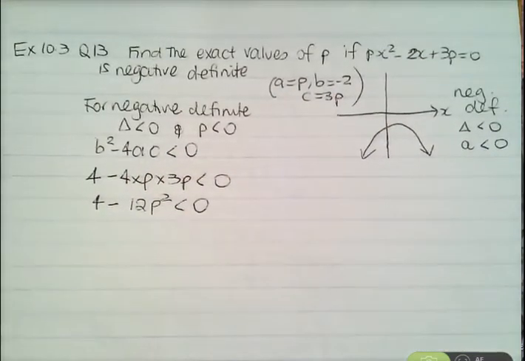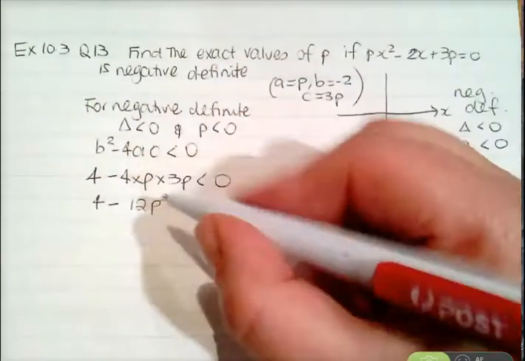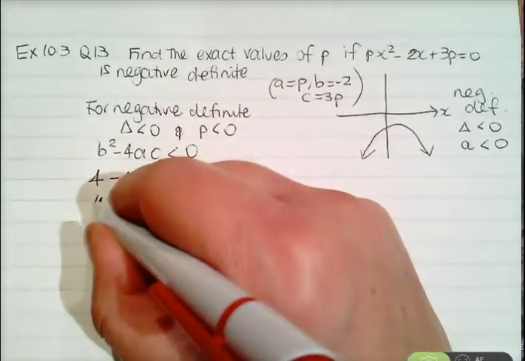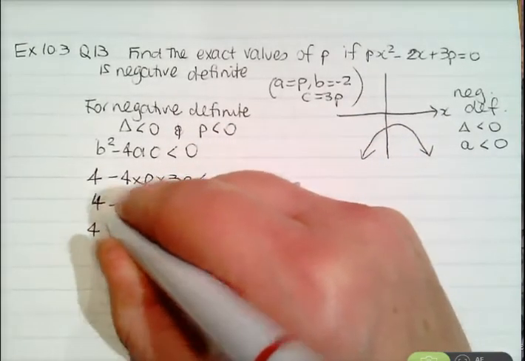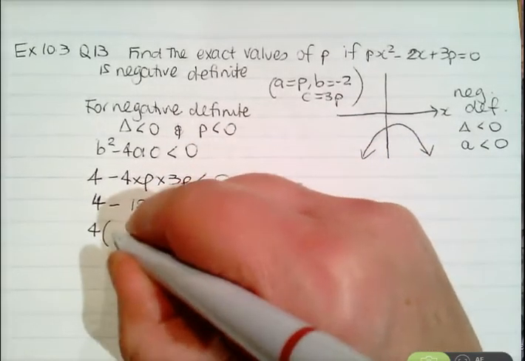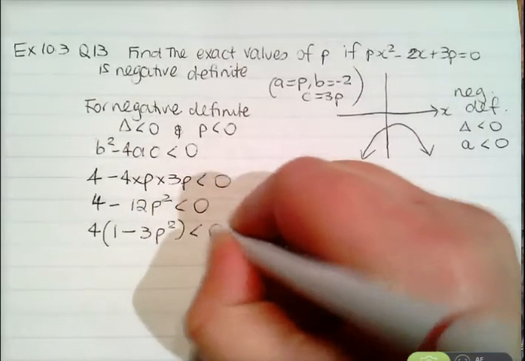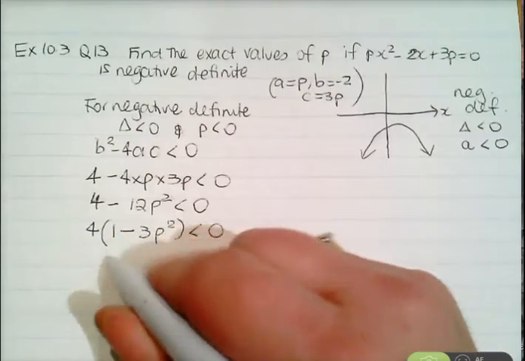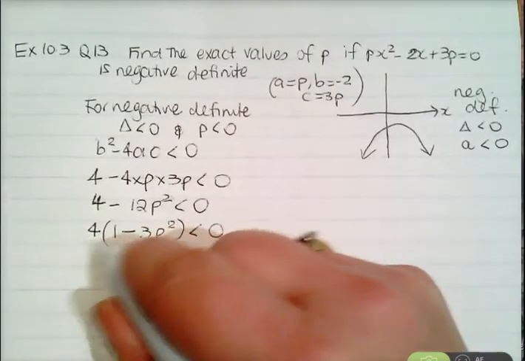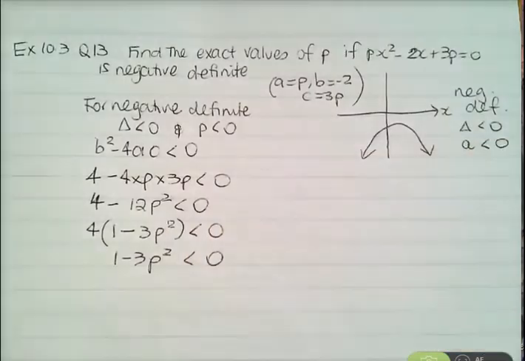Now this is a quadratic inequality because it's got a squared term in it, so you are not to take the 4 over to the other side or anything like that. You must factorize. Let's take out 4, which seems to be a common factor here. We're left with 4(1 minus 3p squared) is less than 0. Now, I can divide both sides by 4 and I'll get 1 minus 3p squared is less than 0.